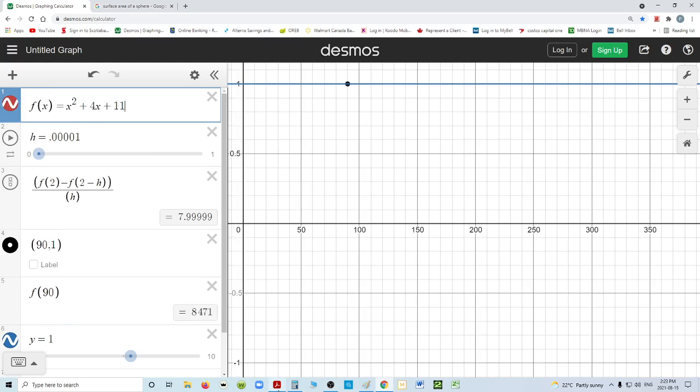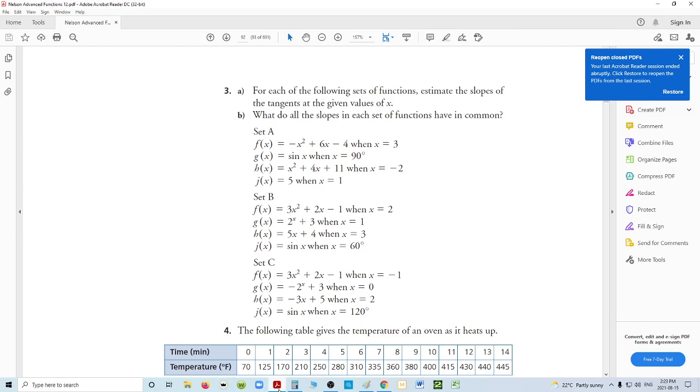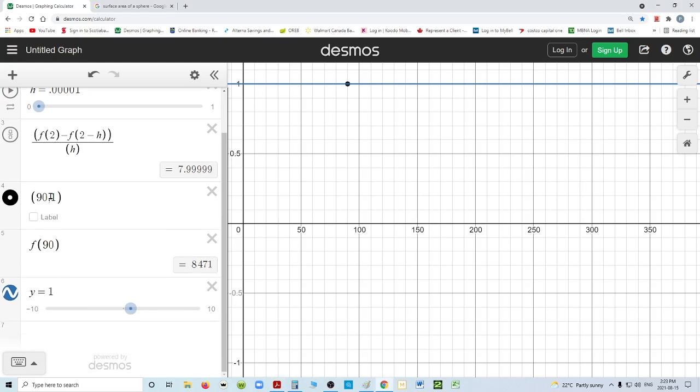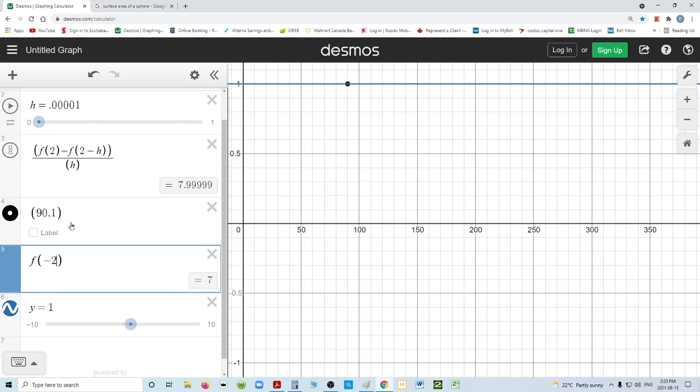I think that was it. When x is -2, we'll find out what f of -2 is, and we'll put it on the graph. It's 7.